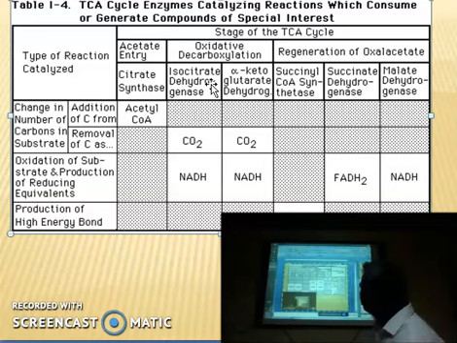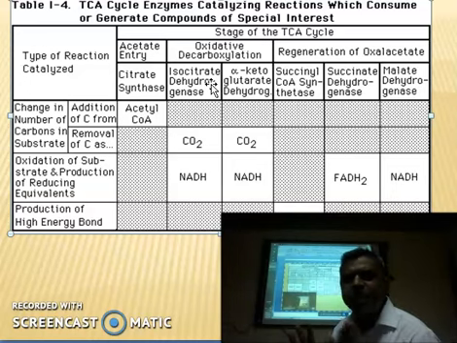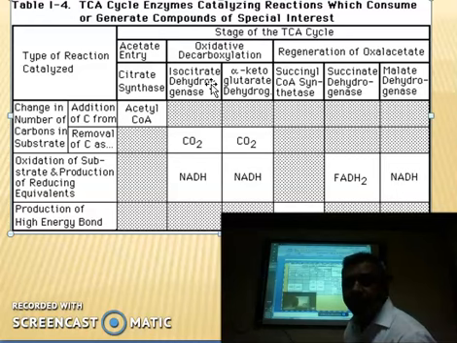So the stages of the TCA cycle are according to the types of reaction catalyzed, which may be a change in the number of carbons in the substrate, oxidation of the substrate, production of reduced equivalents, or production of high energy. There are various enzymes involved. Generally 8 enzymes are involved in the reactions of the TCA cycle. So you have to understand here that the first enzyme is citrate synthase. Here is the addition of C from acetyl-CoA.